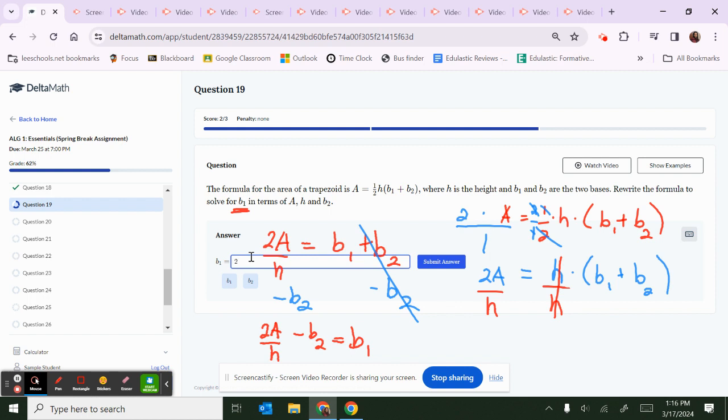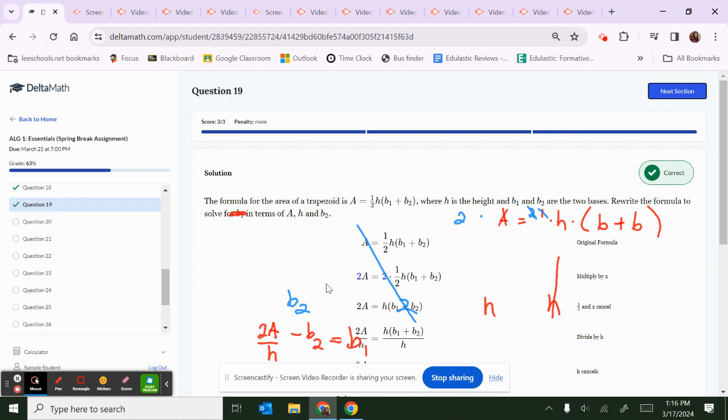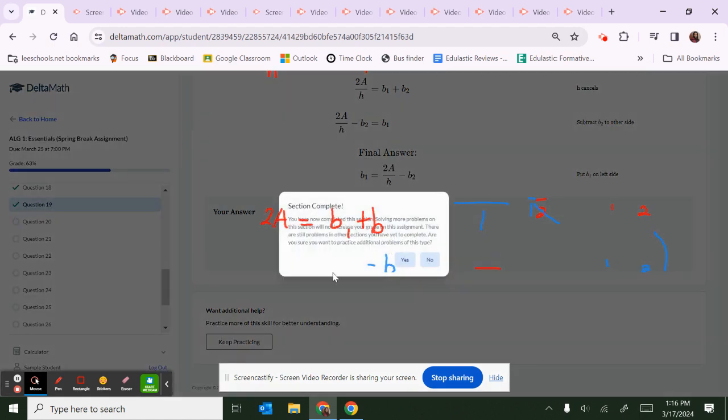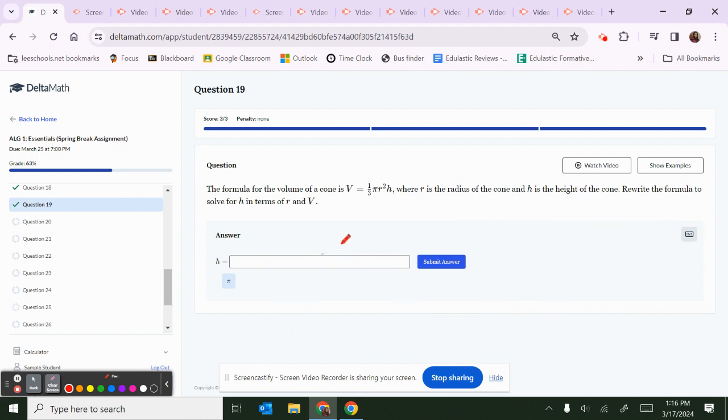So 2, I'm going to use lowercase a, see what happens. H, and then minus, click this for B2. So, yep, just like that. And I recommend you keep on practicing for these because there's a lot of different variations. I want you guys to be able to see all the different variations. So again, I recommend that you practice this question.